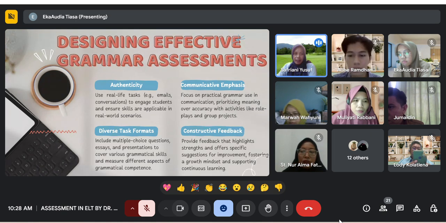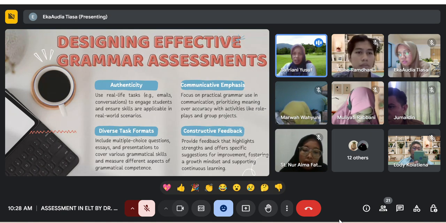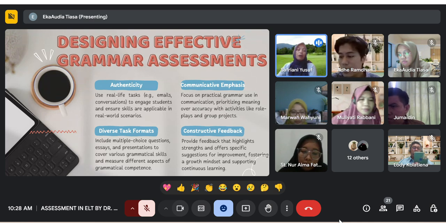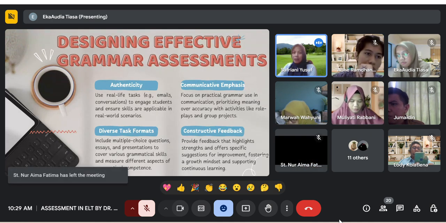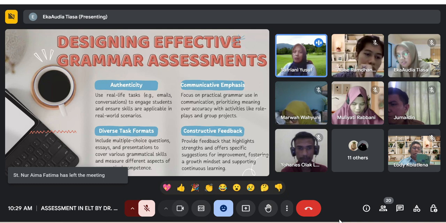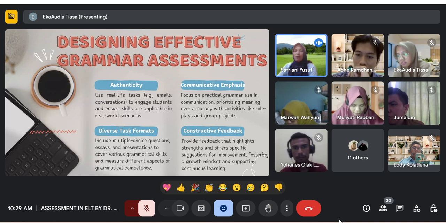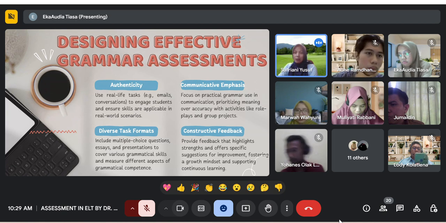The next is diverse task formats. Well-rounded assessments incorporate various task types to measure different aspects of grammatical competence, such as multiple choice questions, essays, or presentations, to cover various grammatical skills and other aspects of grammatical competence.